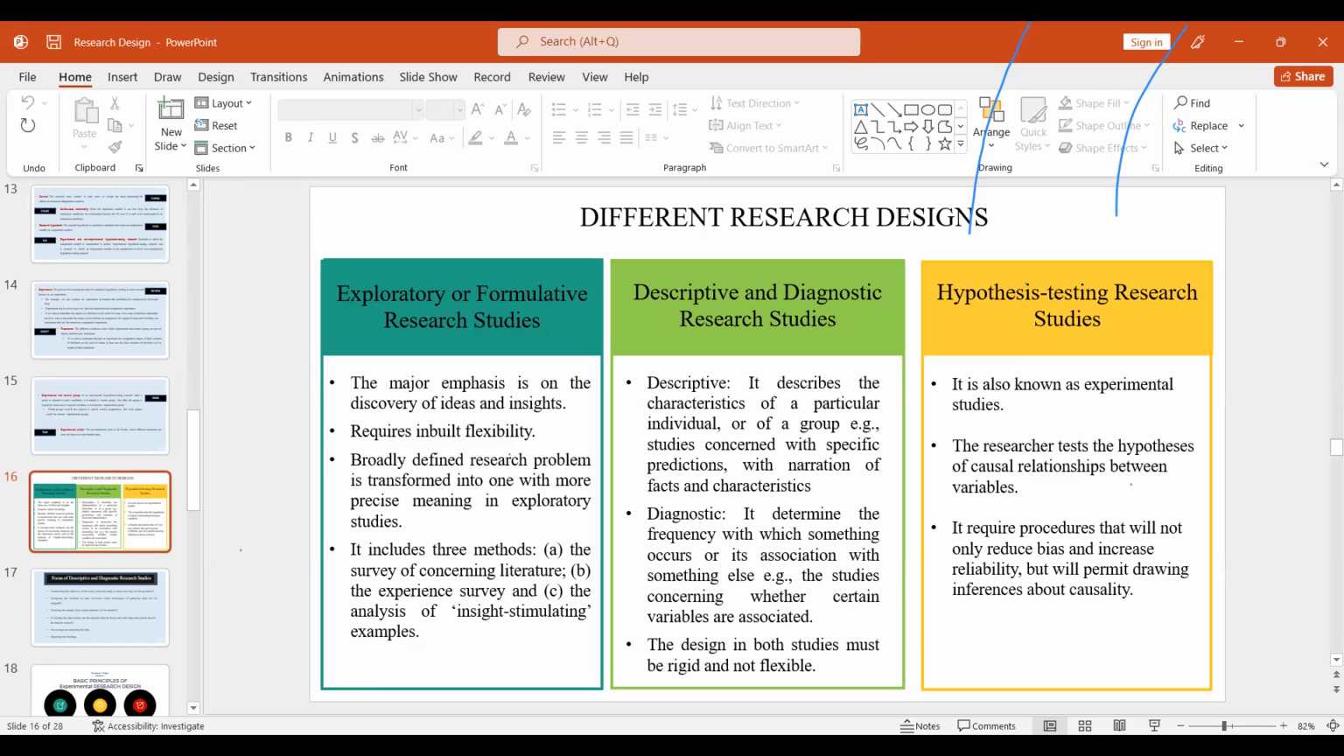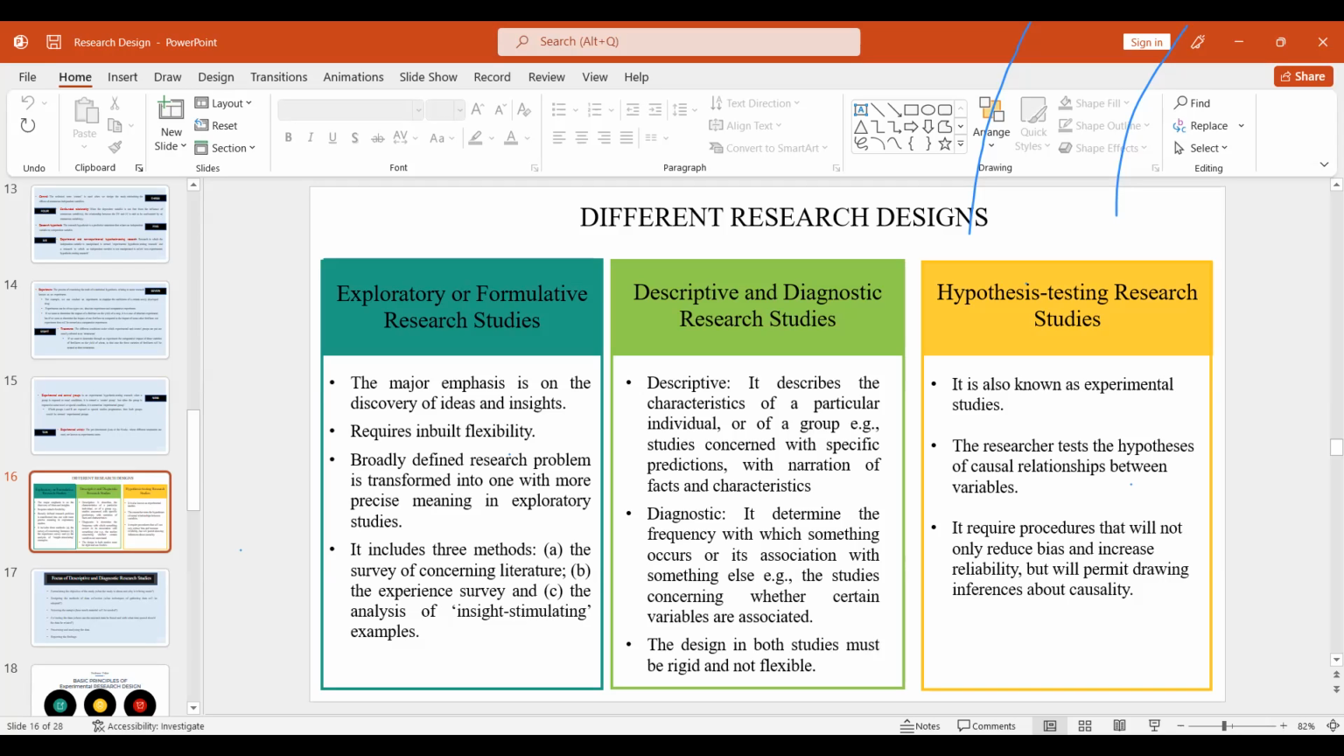So of course, the literature survey covers the relevant studies related to the topic which you want to study, and your experience, how far your experience influences designing or building the design. And sometimes you give insight stimulating examples with reference to it.